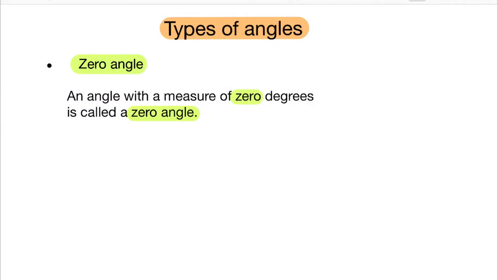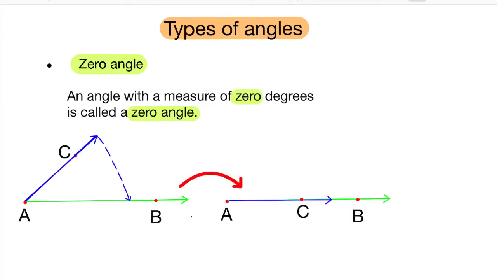Zero angle. An angle with a measure of 0 degrees is called a zero angle. Consider the angle CAB. Ray AC and ray AB are the two arms or sides of this angle. If ray AC is exactly on ray AB, then the angle is 0 degree. It is called the zero angle.